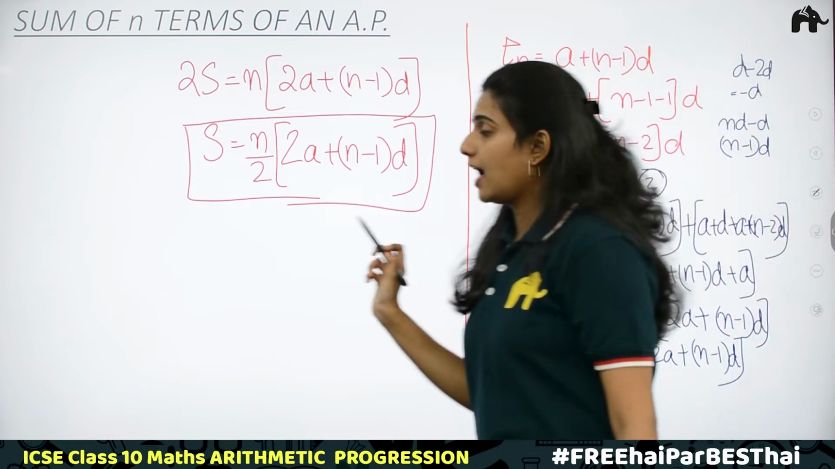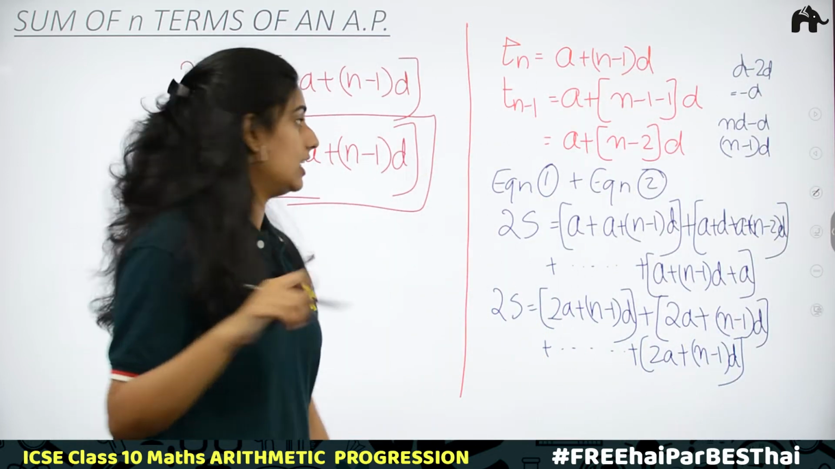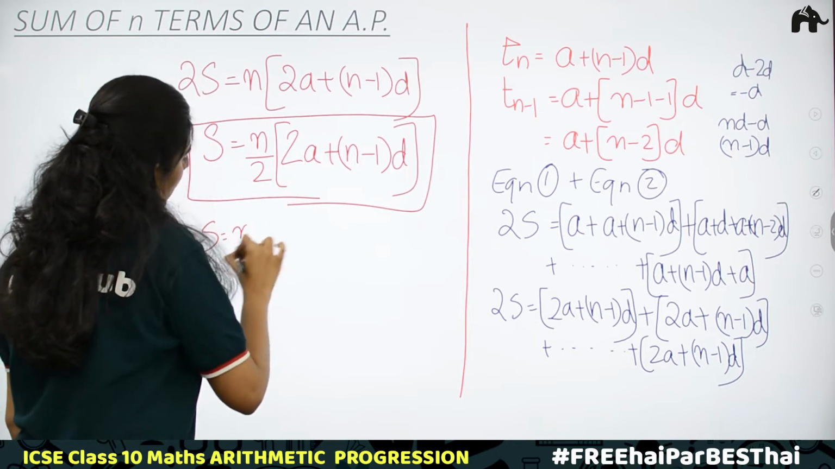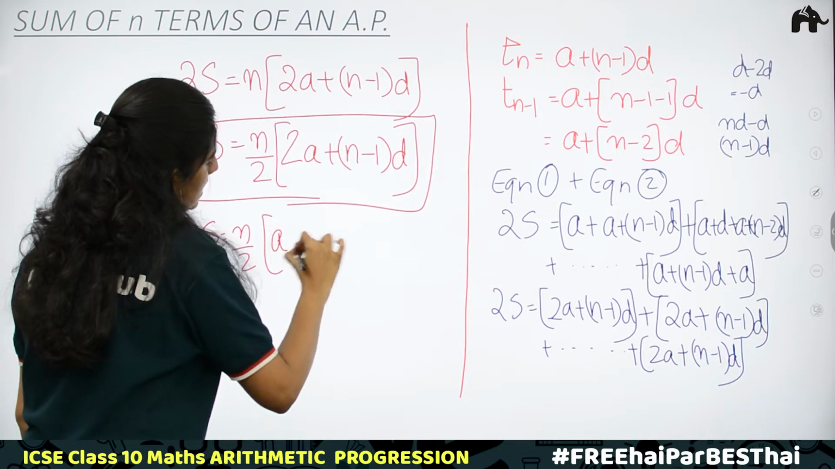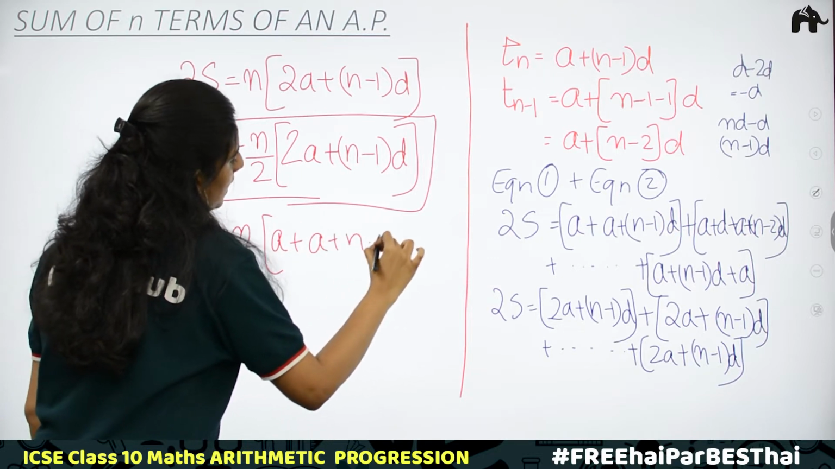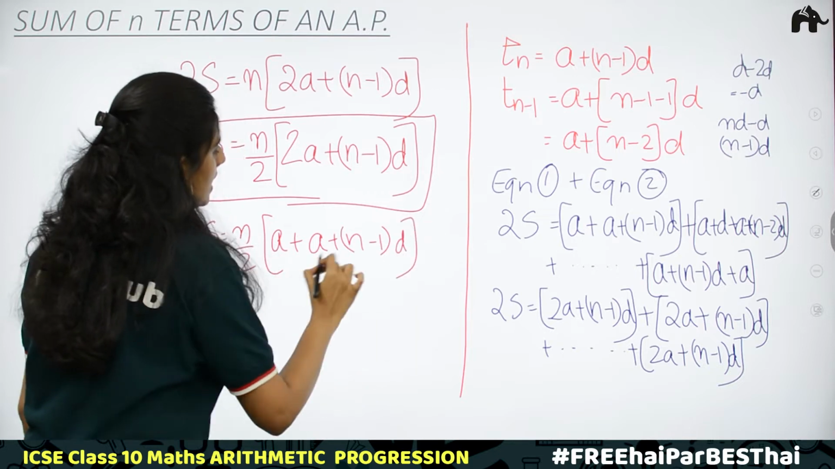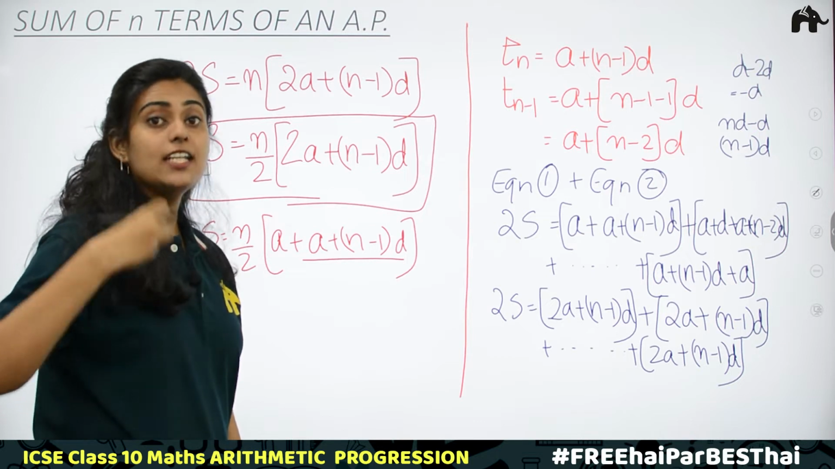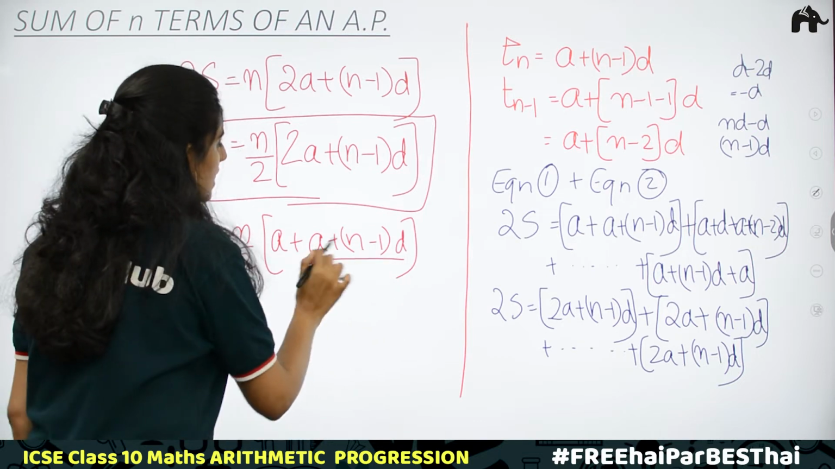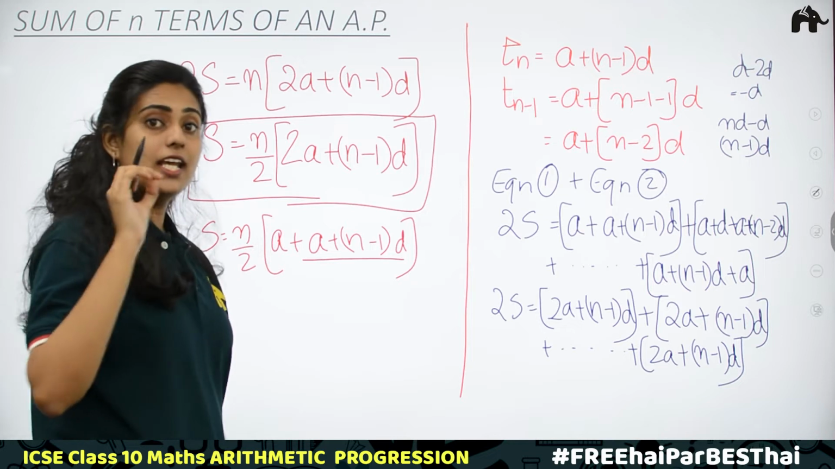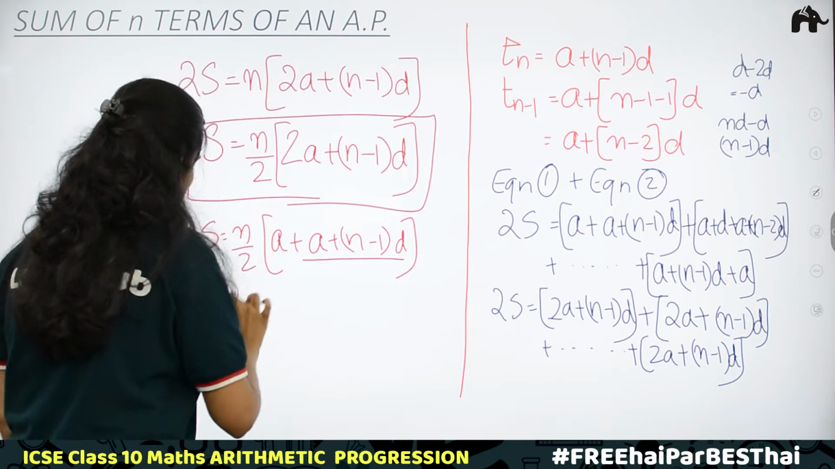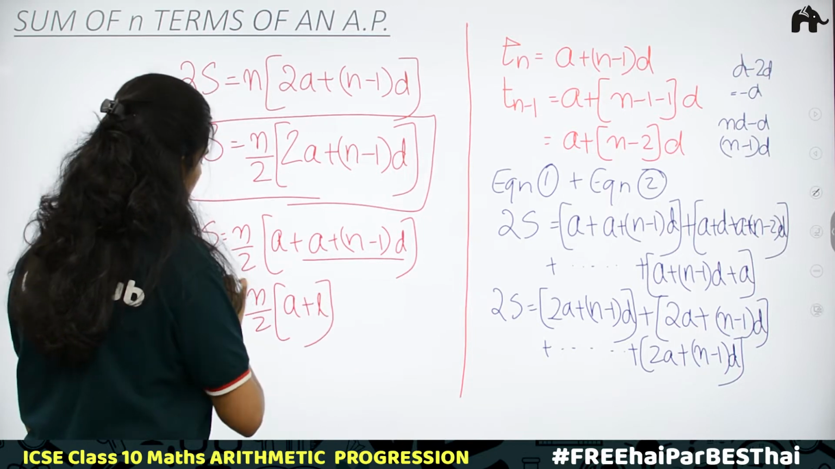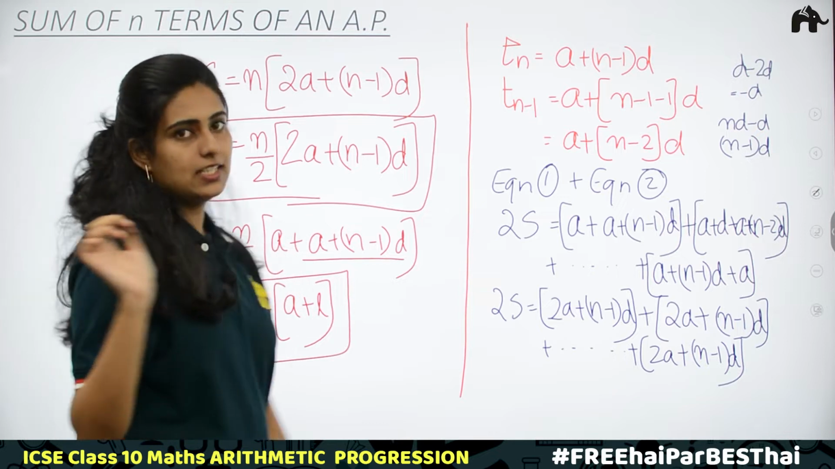Now we know that a plus (n minus 1) into d is equal to L, the nth term. S is equal to n by 2 into (2a can be written as a plus a plus (n minus 1) into d). In this a plus (n minus 1) into d, we are having n terms such that the nth term is the last term. In that case, a plus (n minus 1) into d can be taken as the last term L. Then the formula becomes S is equal to n by 2 into (a plus L). These are the two formulas.